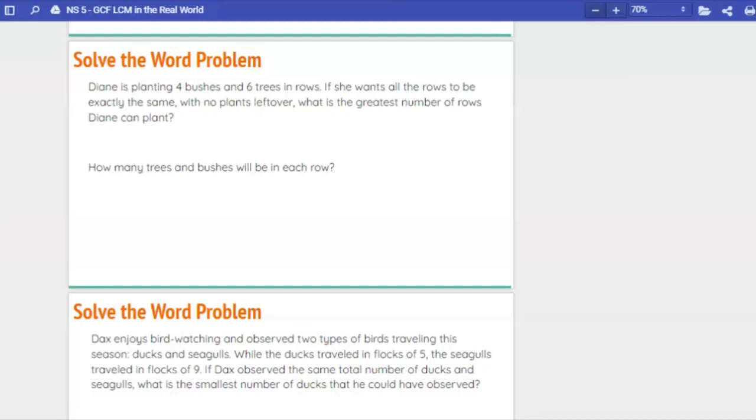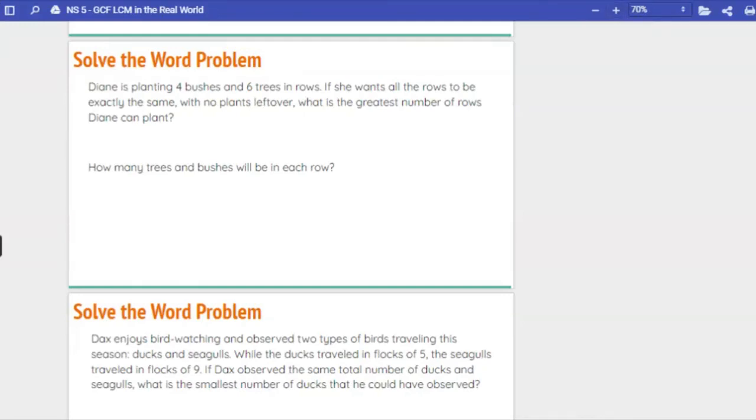Go ahead and try this one and then press play when you are ready. Diane is planting 4 bushes and 6 trees in rows. If she wants all the rows to be exactly the same, with no plants left over, what's the greatest number of rows Diane can plant?